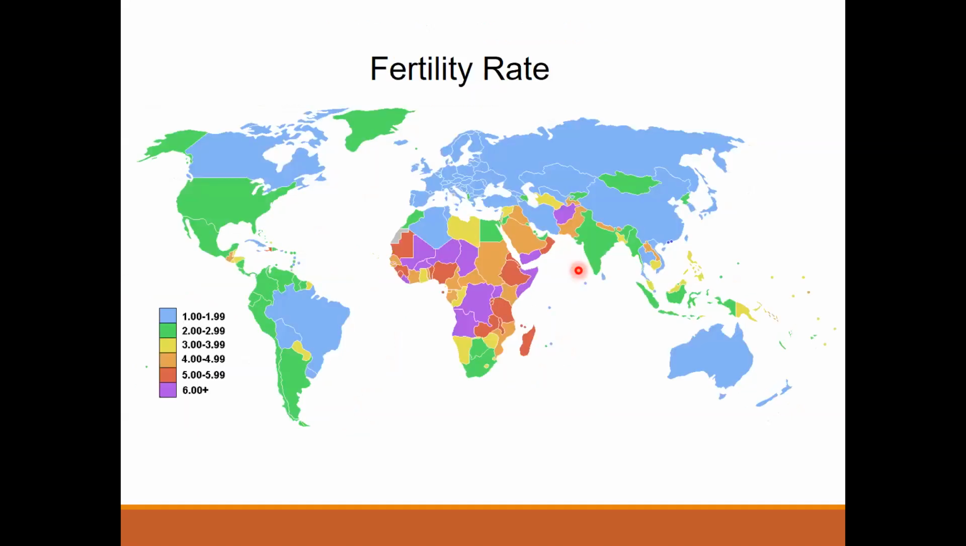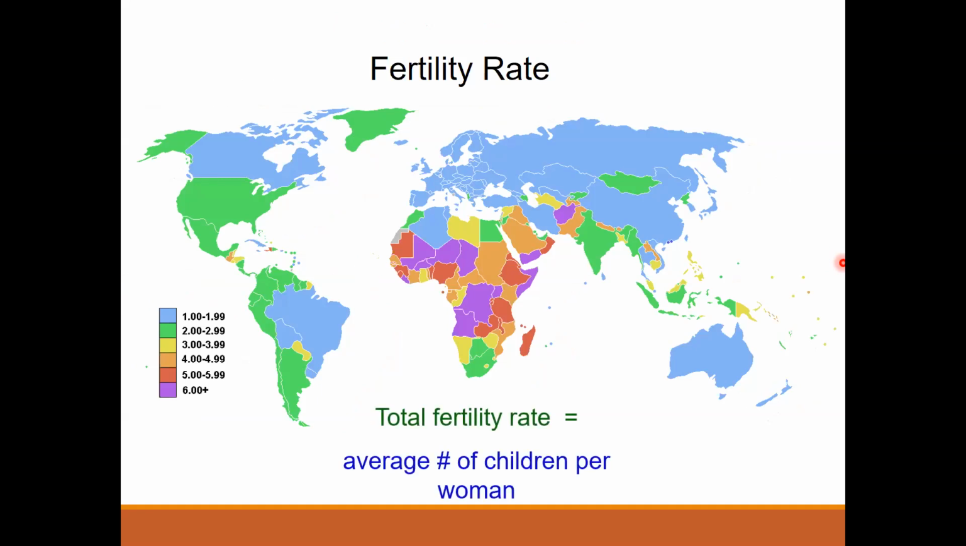And this is related to the idea of a fertility rate. Fertility in demography does not actually mean how easy it is to get pregnant, which is the way we use that term colloquially. Fertility rate actually means the number of births per woman, okay? So the average number of children per woman is your total fertility rate. That is not the same thing as fecundity, which is the ability to conceive.